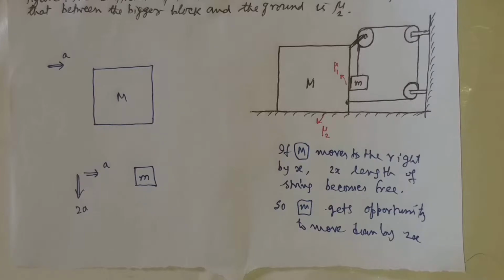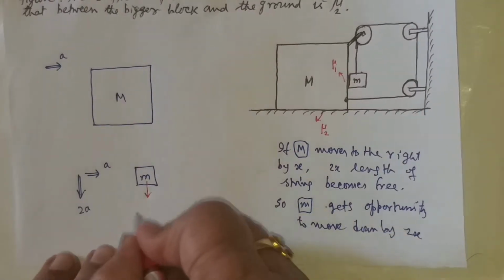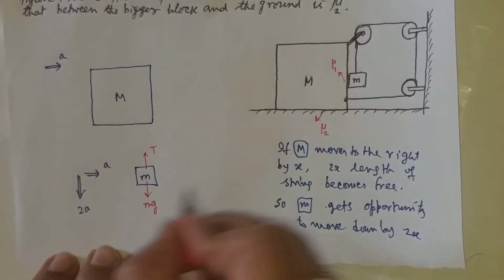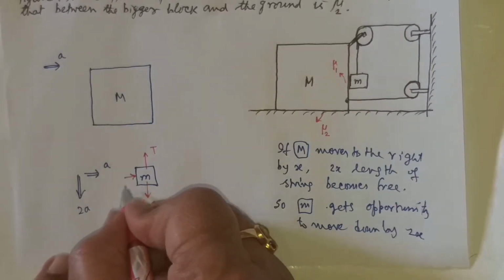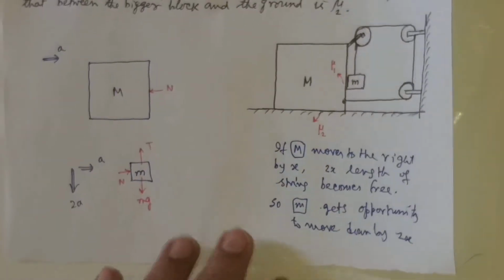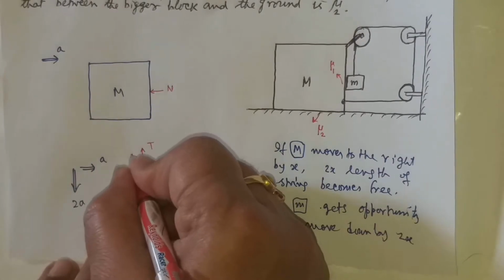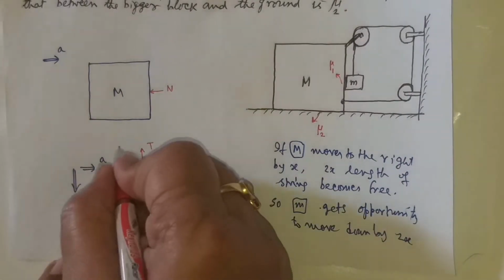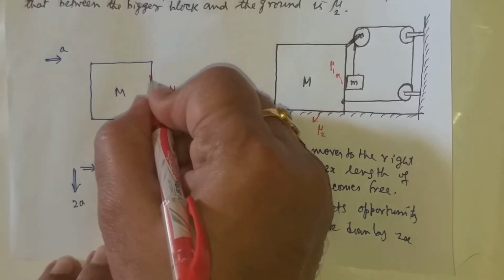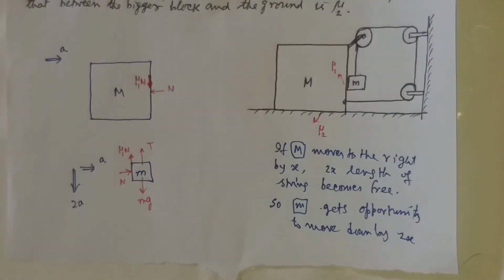Now what are the forces? Small m will be acted upon by its own weight, small mg. The tension is there, capital T. It will be pushed with a normal reaction N, and the same normal reaction acts here also. As small m moves down, look carefully, the friction will be acting in this direction, equal to mu1 into N, and the corresponding friction will be acting along this vertical wall, and it will be equal to mu1 into N.